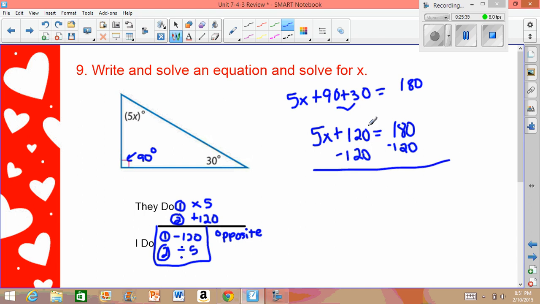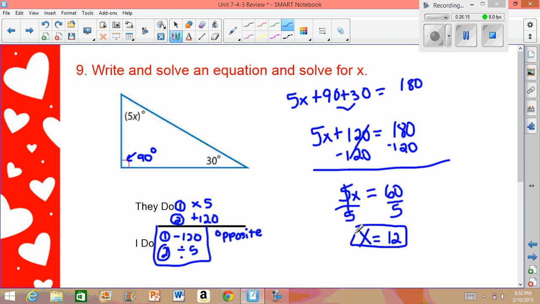So this plus 120 minus 120 cancels out. So I have 5x equals 180 minus 120 is 60. So I've completed step number 1, which is to subtract 120 on each side. Step number 2 says divide by 5. So I'm going to divide each of those sides by 5. These cancel, and that leaves me with x equaling 60 divided by 5, which is 12.